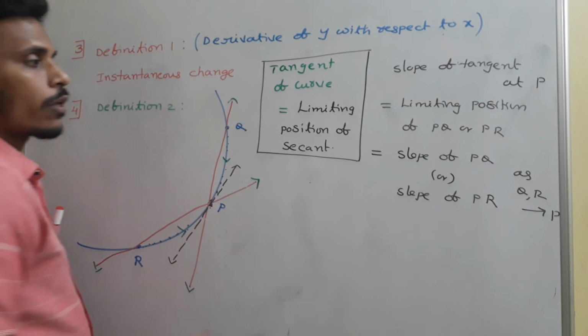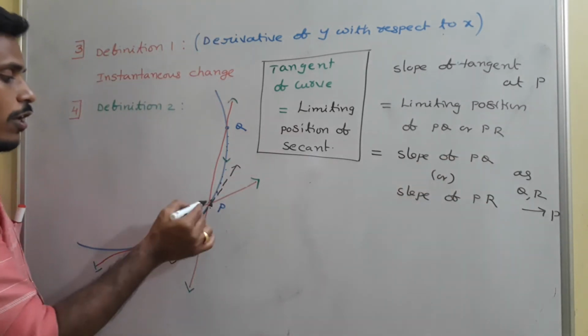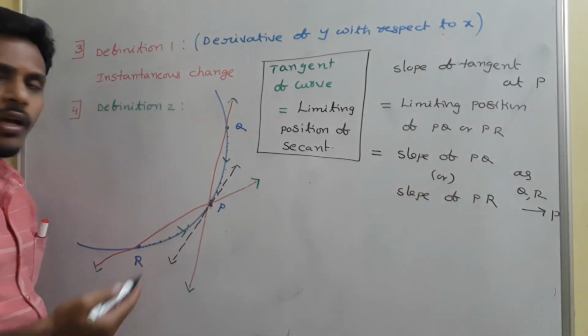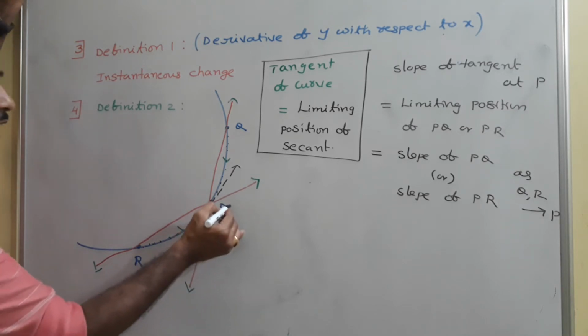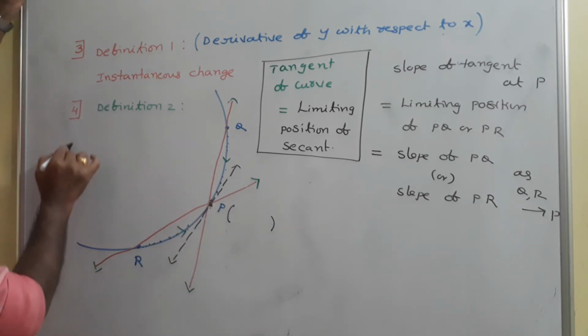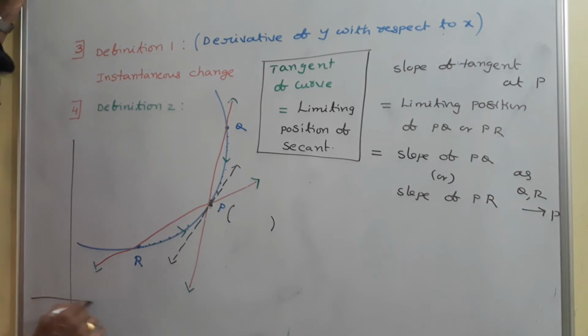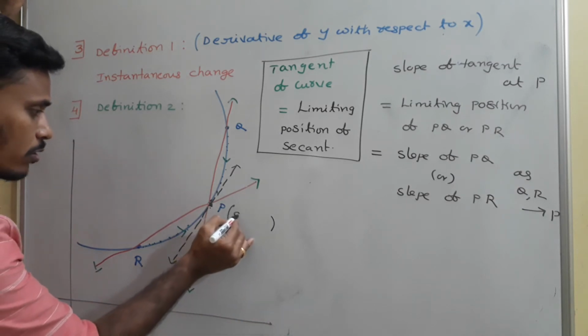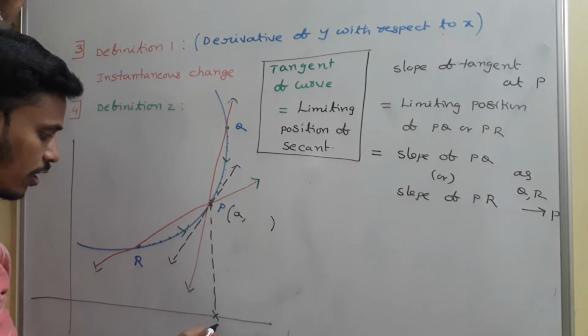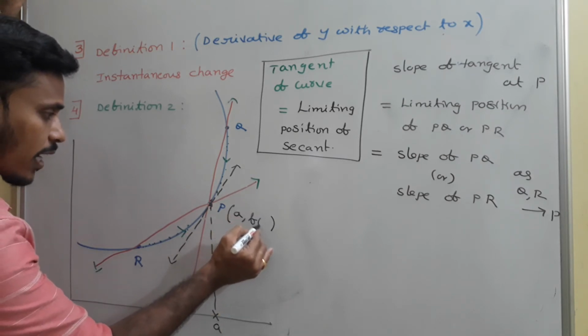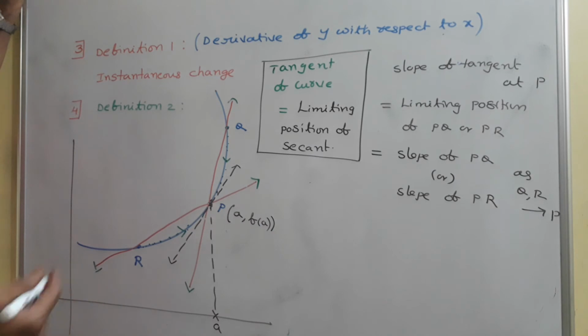So what do you say about the slope of PQ? If you have a point P and a point Q, what do you say about its slope? From coordinate geometry, the slope of a line is y2 minus y1 by x2 minus x1. That's why we need the coordinates of this point P. So introduce the situation in the coordinate plane. Suppose at this point P the x value is a, then this point is (a, f(a)).